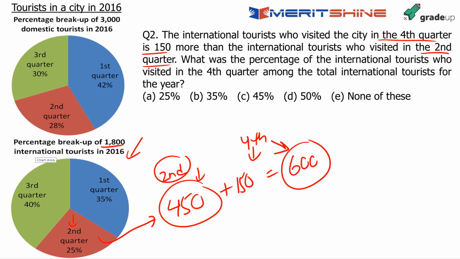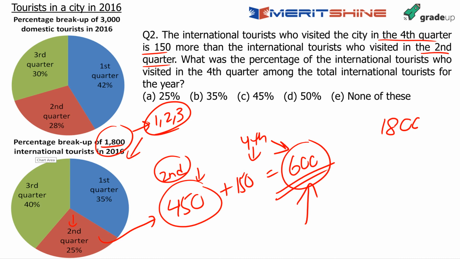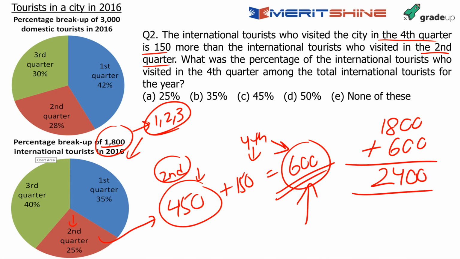What was the percentage of the international tourists who visited in the fourth quarter among the total international tourists of the year? Fine. You are making one small mistake in this. For all the people who are saying 33.33, this fourth quarter number becomes 600. This number 1800 here is given for the first 3 quarters, only for 1, 2, 3. The fourth quarter number 600 has to be added to 1800 to give you the total number for the year, and that is 2400.